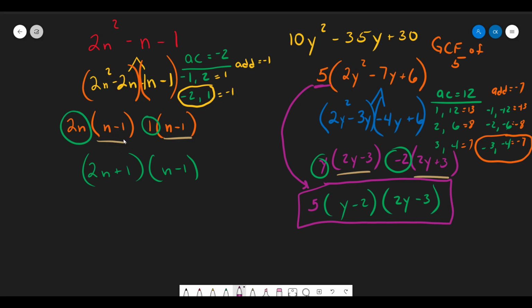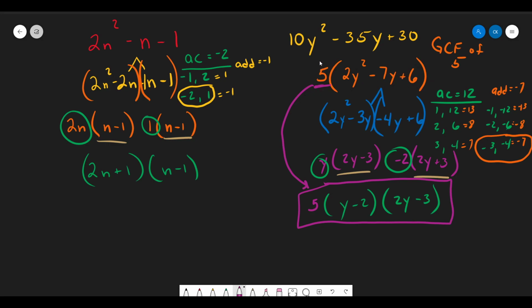I see a pair here for the n minus 1, and that's the second factor. Now for this one, we had to realize that with the 3 terms, we had a GCF of 5. That has to come out first. So the GCF of 5 would come out front. I would take every term divided by 5. 10y squared divided by 5 is 2y. Negative 35y divided by 5 is negative 7y. And plus 30 divided by 5 is plus 6.